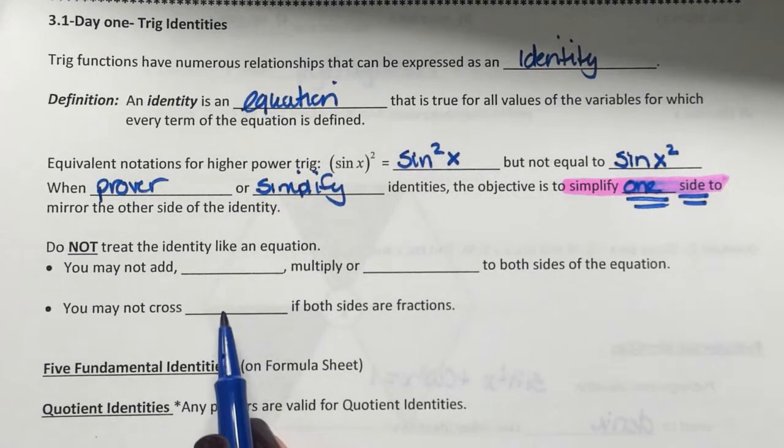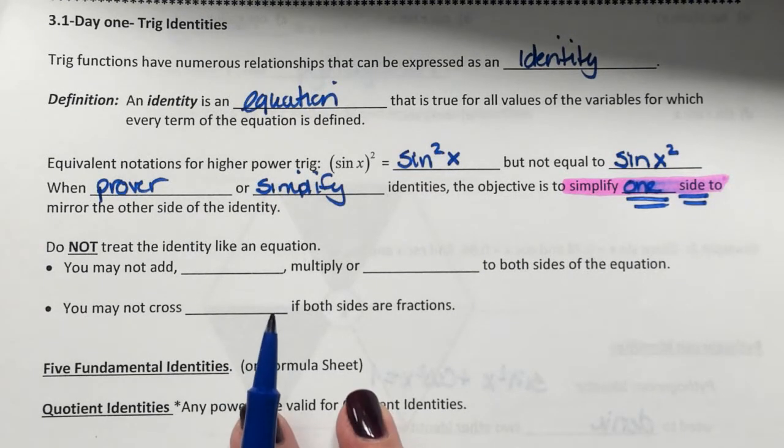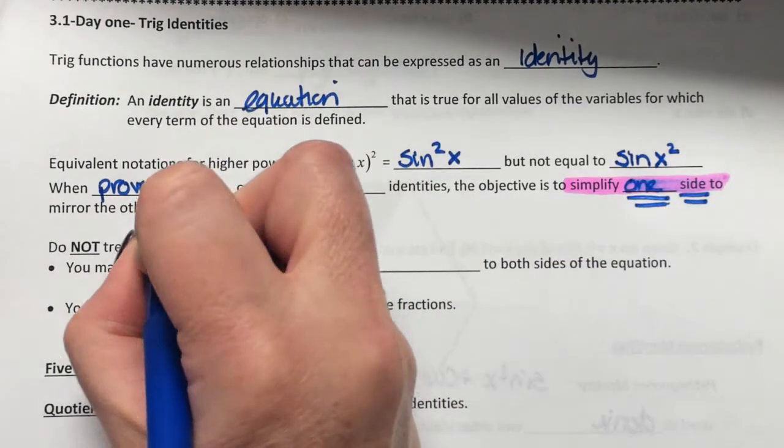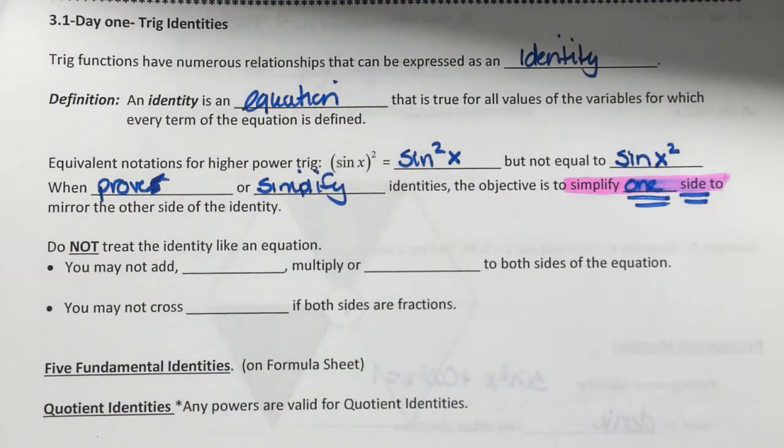You do not treat the, yeah, Philip. Just prove, I'm sorry. I put an extra there. Just prove, sorry. When prove or simplify.